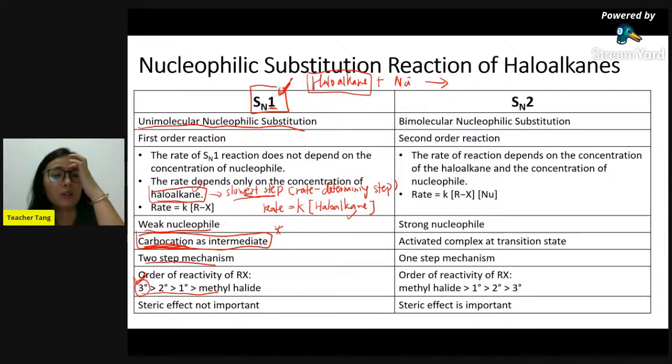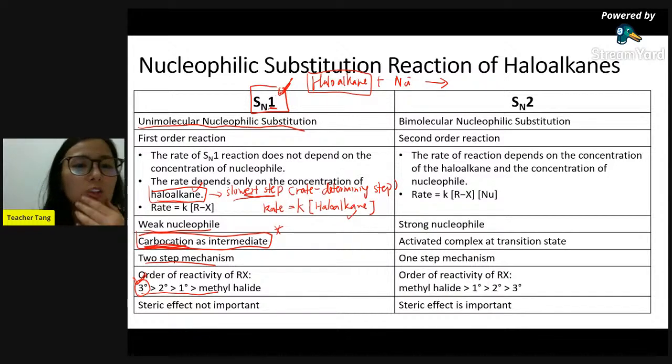So that is SN1. In the slower step, only one molecule is involved, which is the haloalkane. That's why it is called unimolecular nucleophilic substitution, because the slower step involves only one molecule, which is the haloalkane.